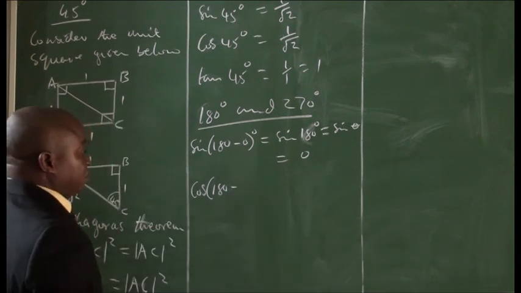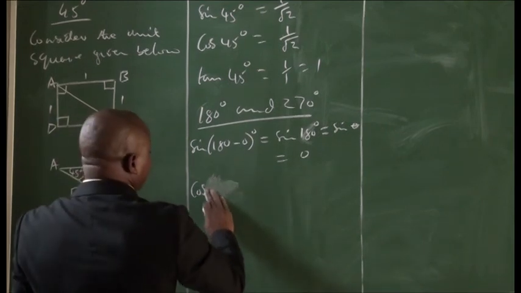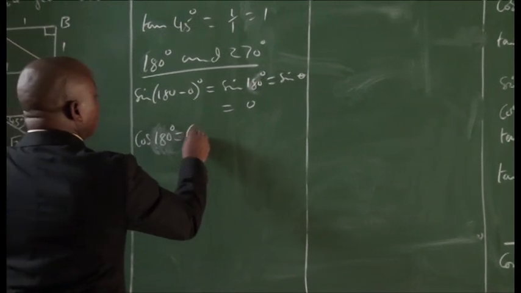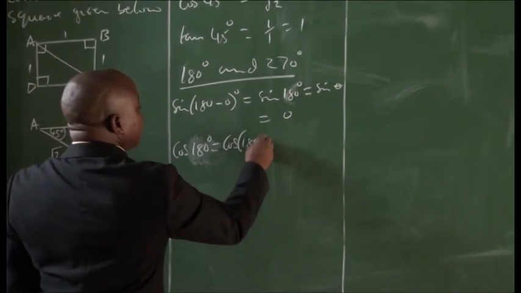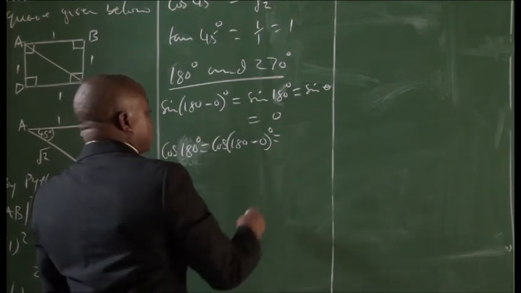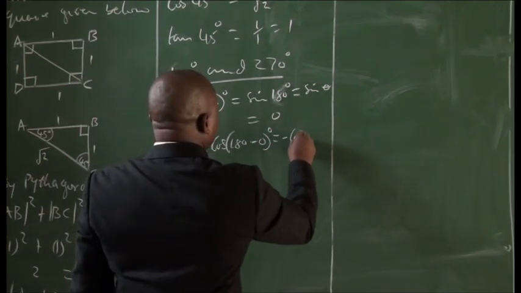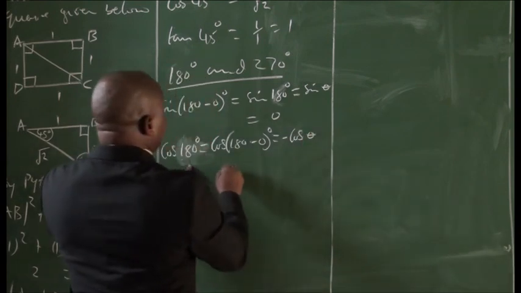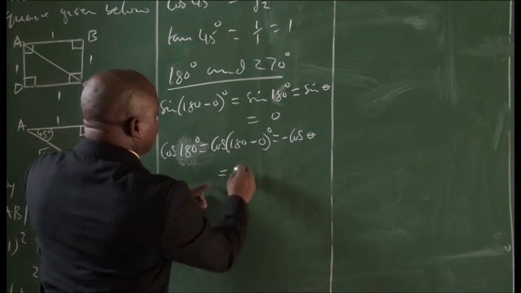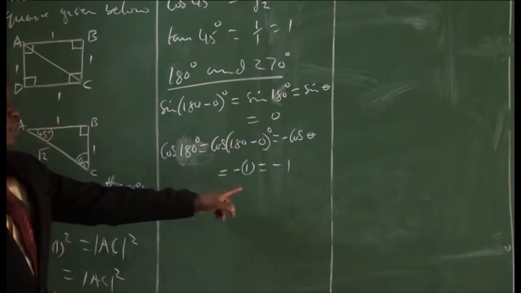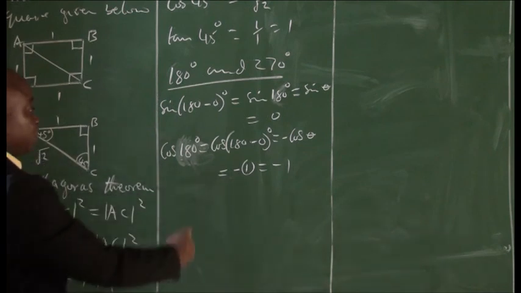Now, cos 180 degrees. Let me start here: cos 180 degrees is equal to cos of 180 minus 0 degrees, which is equal to minus cos 0. Now look at that, minus cos 0. And what is cos 0? It is 1. So that gives us minus 1. So cos 180 will give us minus 1.